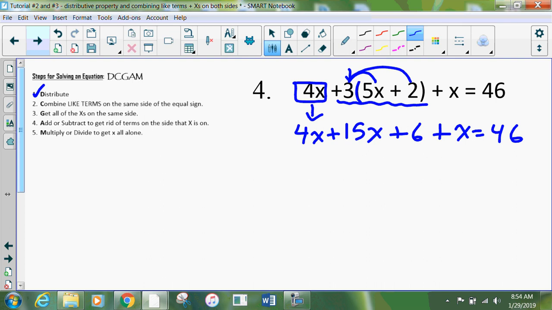Now we're going to combine like terms. Let's look for the like terms. Well, I see a lot of terms with x in it, right? So I see a 4x, I see a 15x, and I see an x.